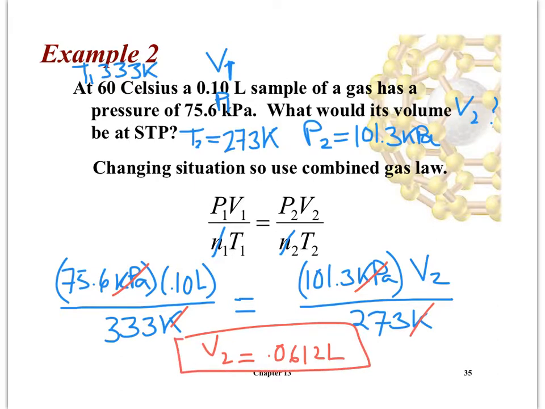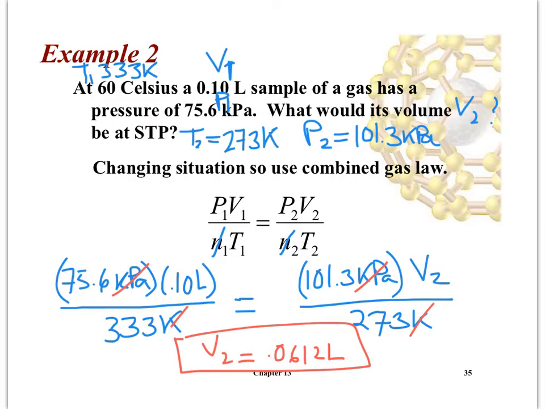For these, it doesn't matter what volume units you used, as long as V1 and V2 are the same. It doesn't matter what pressure units you use, as long as both of them are the same. So in this case, they're both kPa. Temperature has to be in Kelvin all the time. Amount has to be in moles all the time. But the pressure and the volume could be whatever units, as long as P1 and P2 are the same, and V1 and V2 are the same.